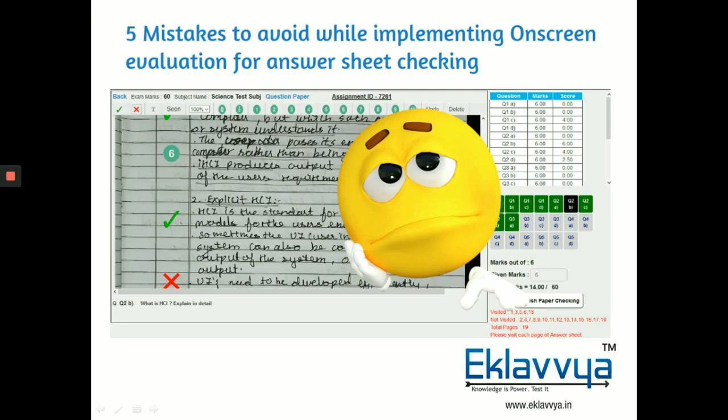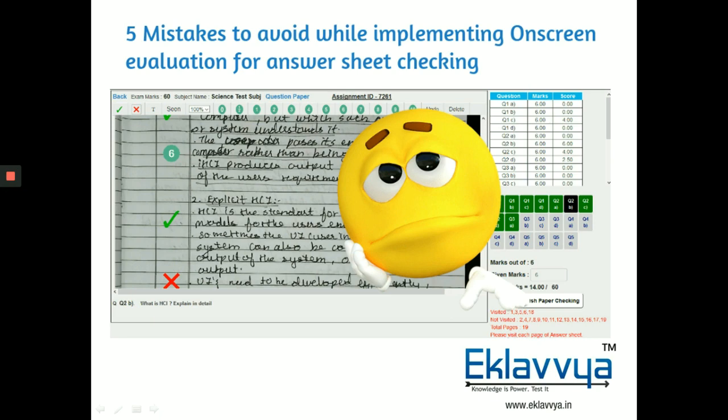5 mistakes to avoid while implementing on-screen evaluation for answer sheet checking. On-screen evaluation system can provide many advantages in terms of simplicity in result processing. However, any technology implementation usually depends on participation of its stakeholders and proper training practices adopted by the university.